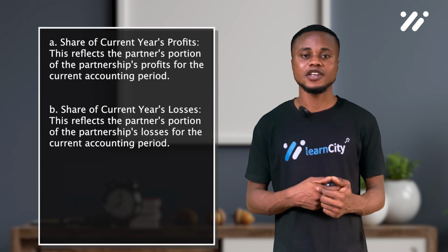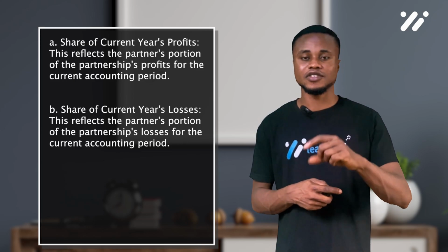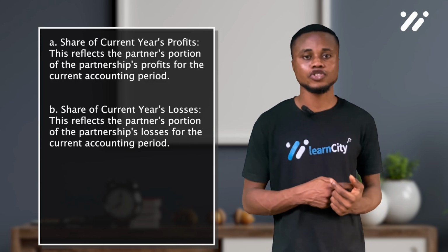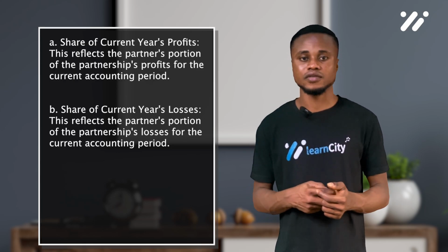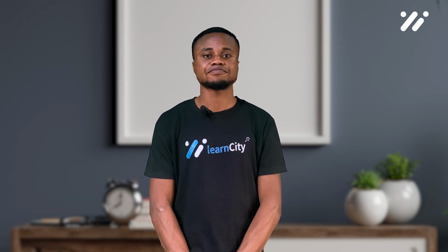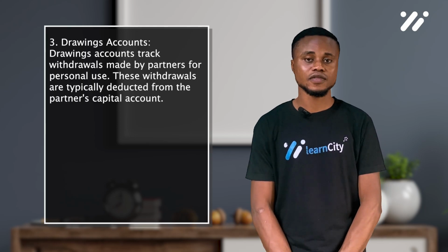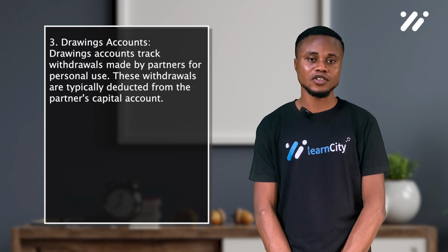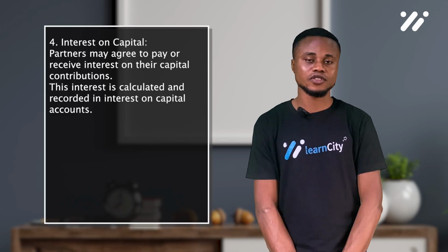The second item under it is share of current year's losses. Just like this, the opposite of the other one, this reflects the partner's portion of the partnership losses for the current accounting period. Let me now go to the third account, which talks about drawing accounts. The drawings account tracks withdrawals made by partners for personal use, and these withdrawals are typically deducted from the partner's capital account. The fourth one is the interest on capital.